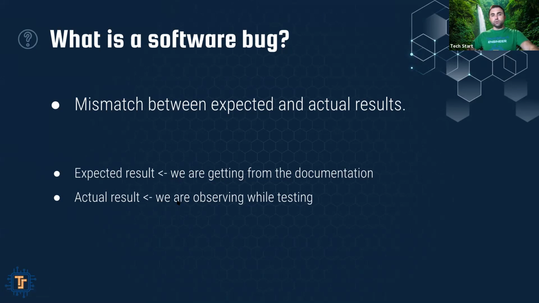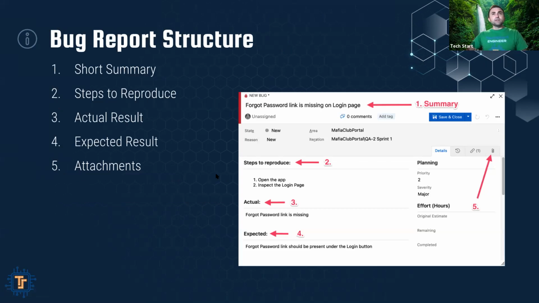So when you will be testing the application, which we're going to start doing today, you will see bugs, and you will start reporting them. So actual result is what you see, and expected result is what you expect, what you have in your test cases. Okay, and how does the bug report look?